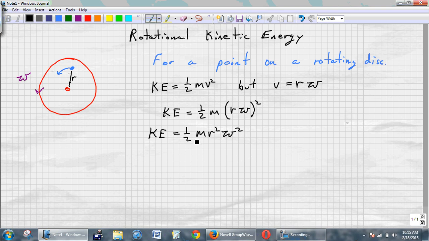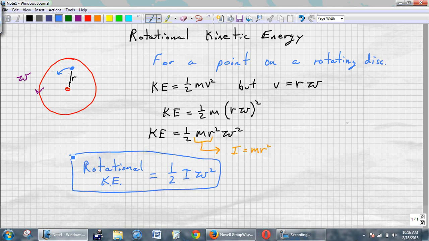But we know that mr squared is the moment of inertia for our object. So what we wind up with is that rotational kinetic energy is going to be equal to 1/2 times the moment of inertia times the angular velocity squared. So that is our rotational, or excuse me, rotational kinetic energy.